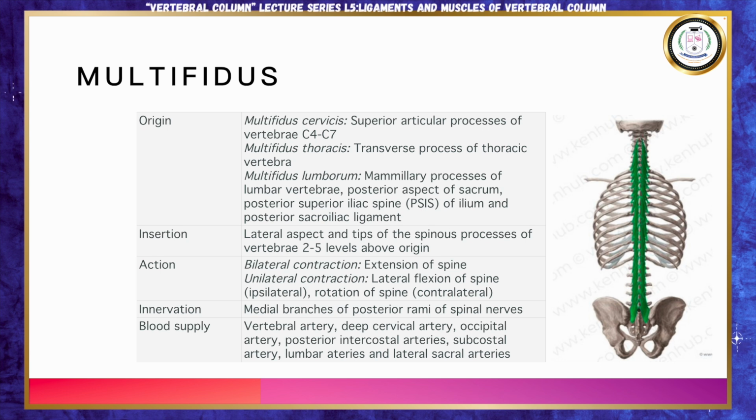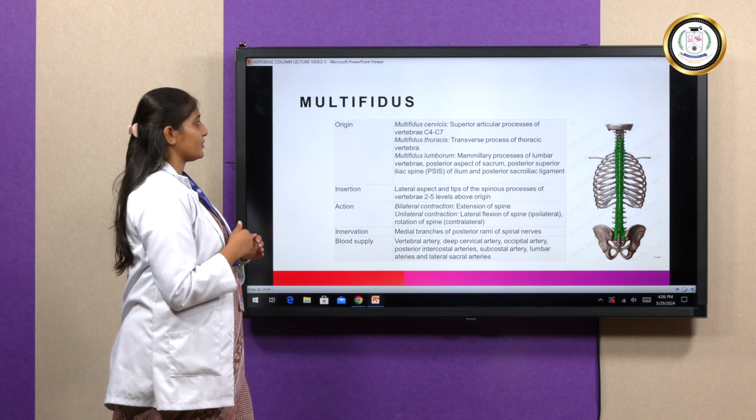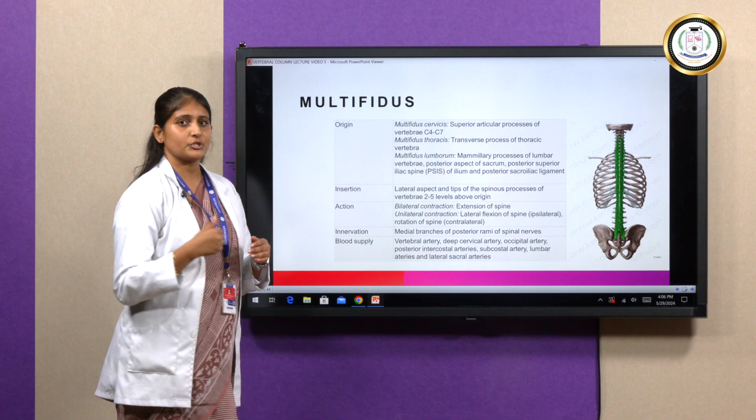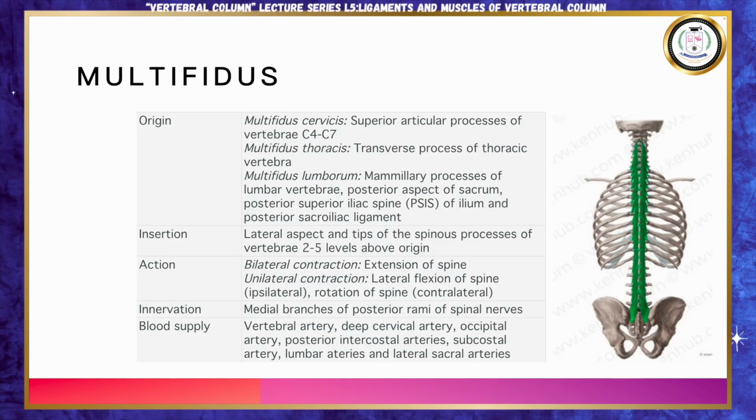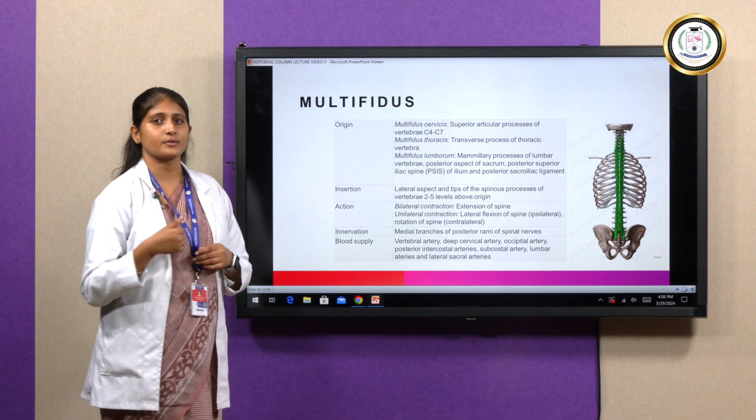Then we have the multifidus muscle. This multifidus has three divisions: multifidus cervicis, multifidus thoracis, and multifidus lumborum. The multifidus cervicis arises from the superior articular process of the vertebra from C4 to C7. Then multifidus thoracis originates from the transverse process of the entire thoracic vertebra. Then the multifidus lumborum originates from the mammillary processes of lumbar vertebra, posterior aspect of sacrum, posterior superior iliac spine of ilium, and posterior sacroiliac ligament.